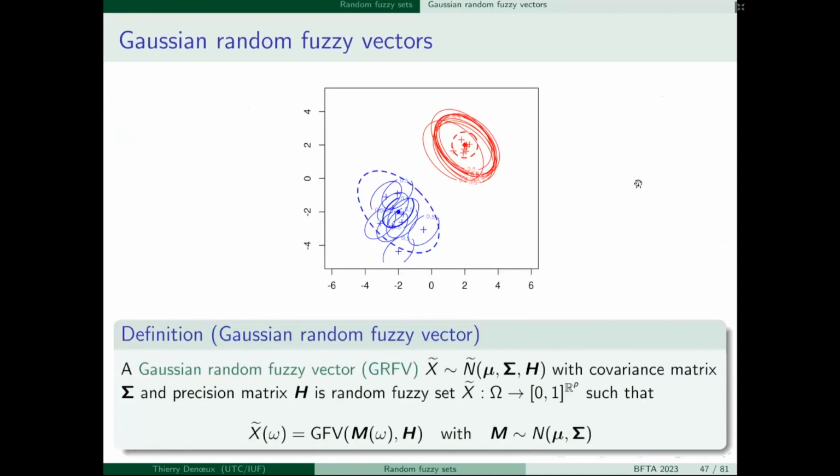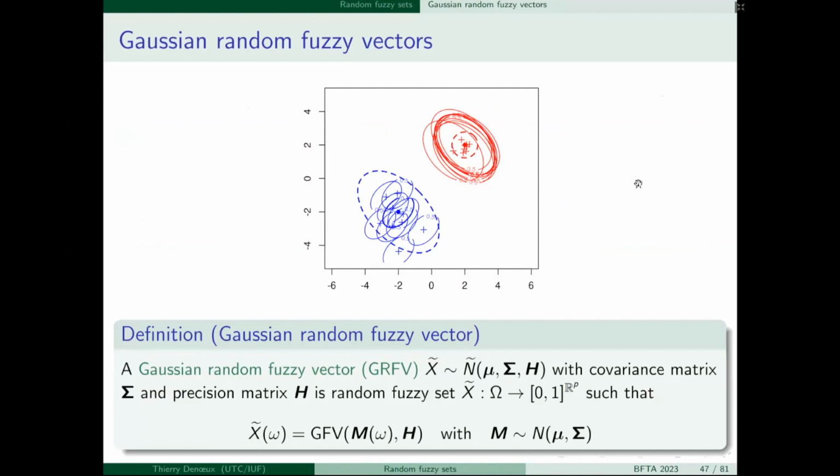Now I define a Gaussian random fuzzy vector by allowing the mode to be a multidimensional normal Gaussian variable. This is the idea that you see here. Now the mode fluctuates, and it's a Gaussian random vector. So I represent here, and the solid ellipses here are, what are they?